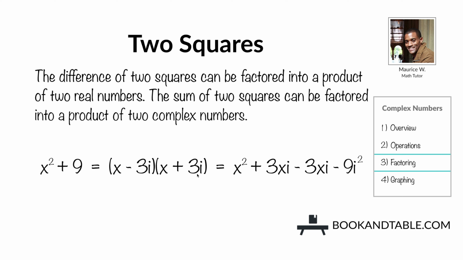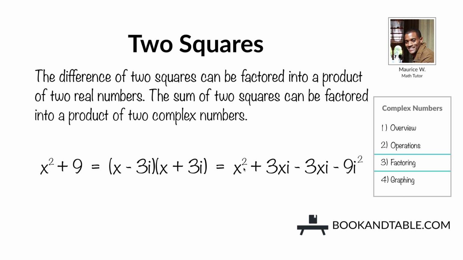We multiply our integer by i in each factor, so we wind up with 3i. And just as we did with the difference of two squares, our factors should each have two different signs. I want them to be conjugates. To confirm this, we can FOIL this out.